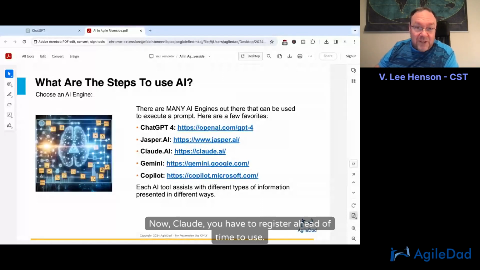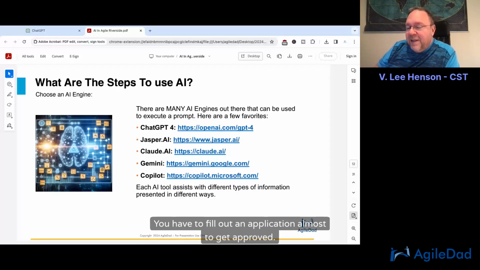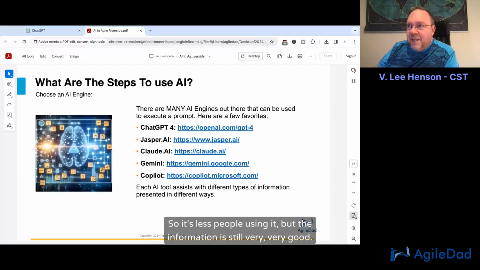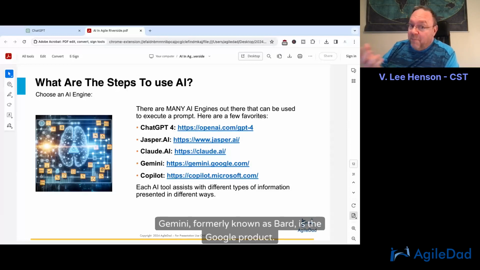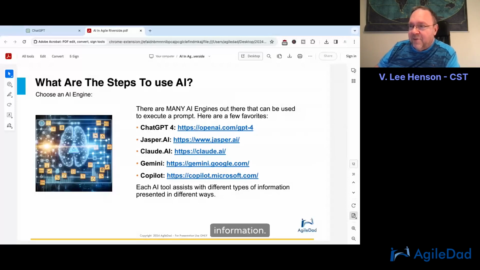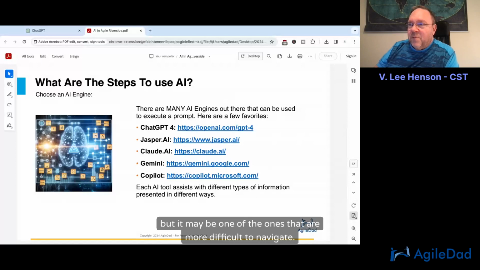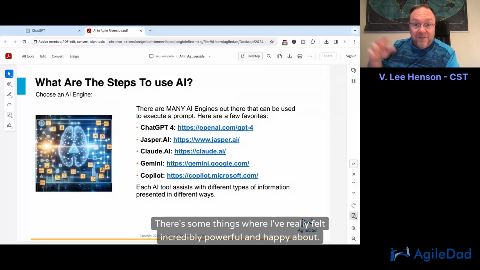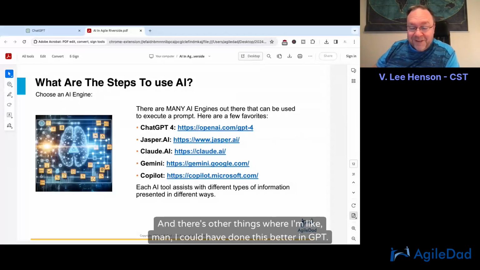Now, with Claude, you have to register ahead of time to use. You have to fill out an application almost to get approved. So it's less people using it, but the information is still very, very good. Gemini, formerly known as Bard, is the Google product. What I can tell you is Gemini has probably the greatest depth of information, but it may be one of the ones that are more difficult to navigate. So I've used it, and I've gotten mixed results. There's some things where I've felt incredibly powerful and happy about, and there's other things where I'm like, man, I could have done this better in GPT.